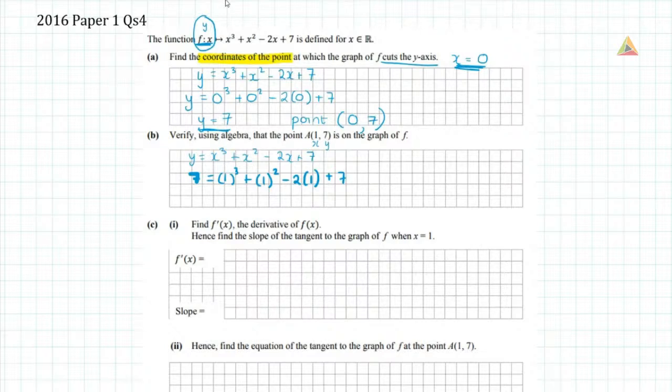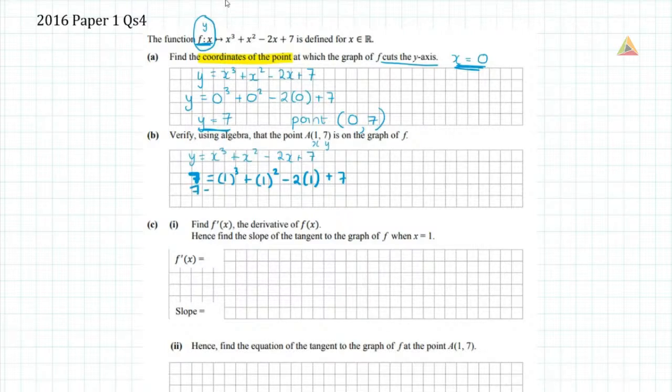So I'm not solving for a letter. All I'm going to be doing here is showing that the left-hand side is equal to the right-hand side. So when I substitute in my x's and my y's, if I get the left-hand side of the equals to be equal to the right-hand side of the equals, then I know that that point is on the line.